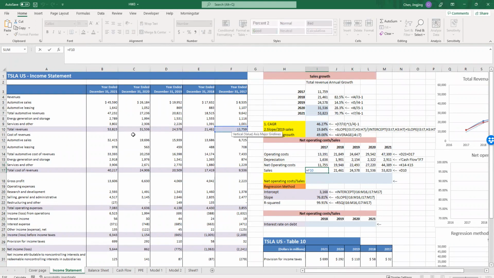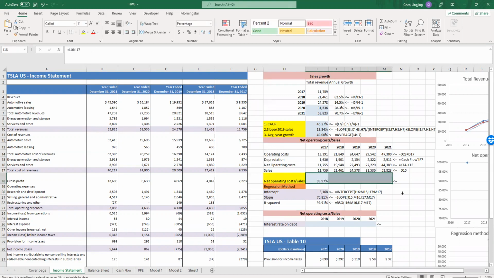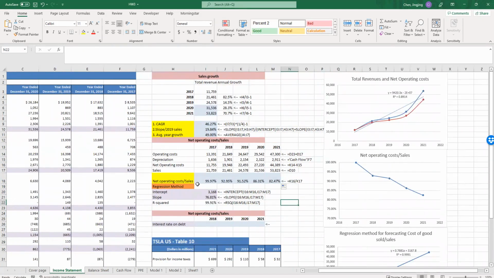And the sales will be the total revenue. Here again, we're going to use this row a lot of times. So for net operating cost over sales, it's nothing but taking the ratio of net operating costs over sales. Drag it all the way to 2021. And you're going to see that this net operating cost over sales steadily decreases over time.